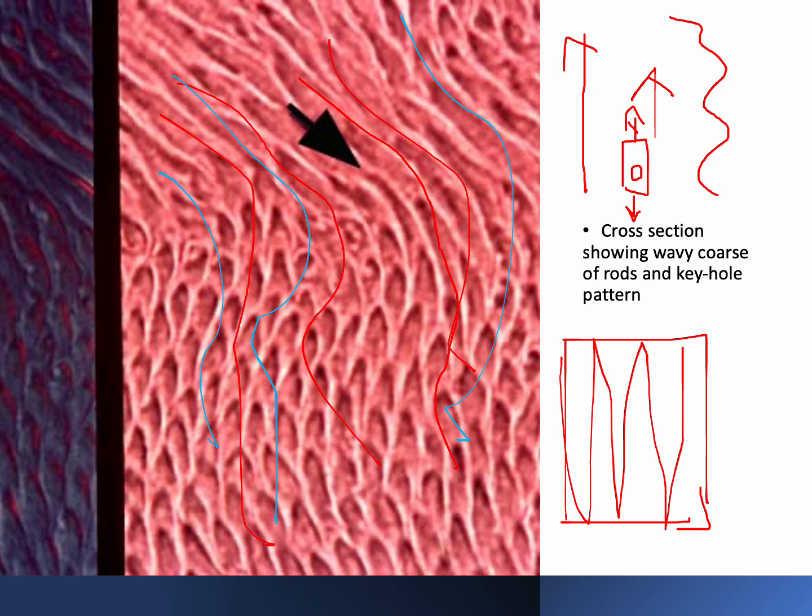This is the end of part 1, and next we are going to talk about the features we see in enamel because of this wavy course of enamel rods during secretion. See you in the next part.